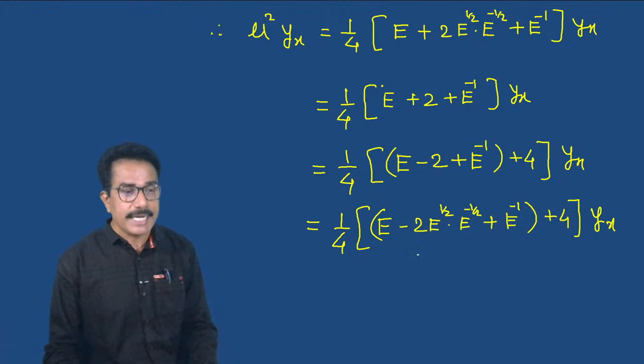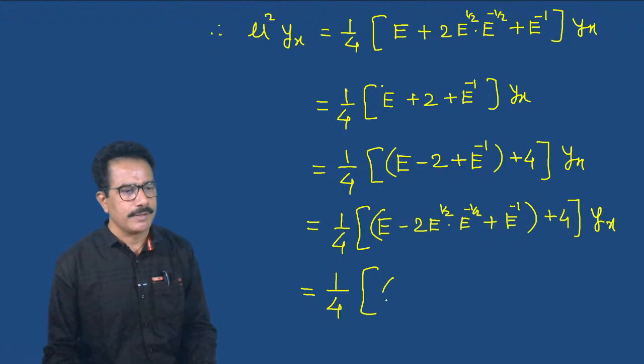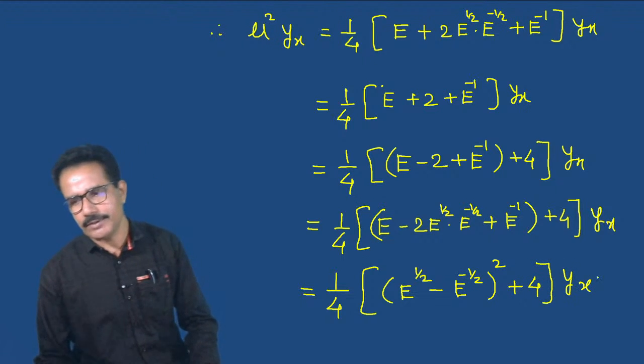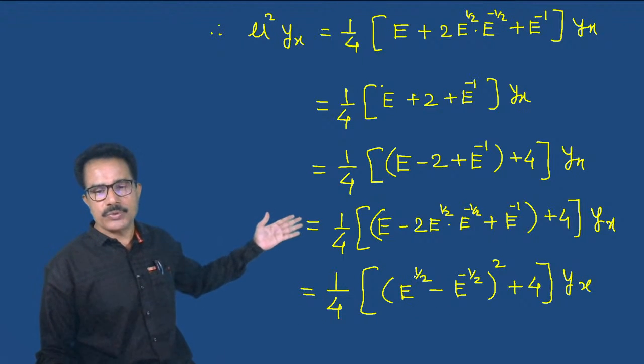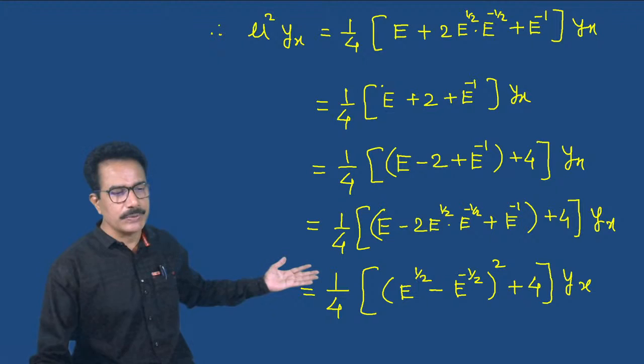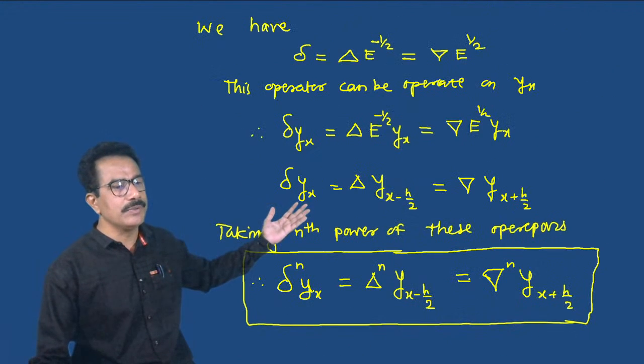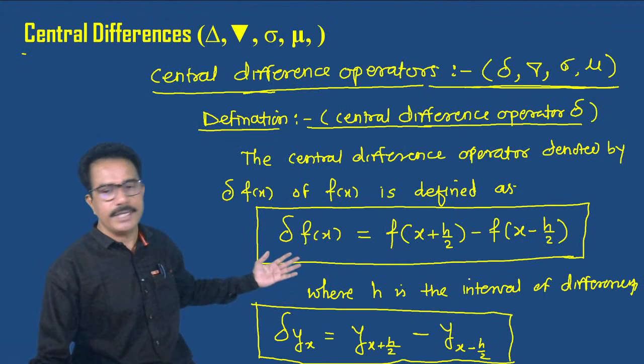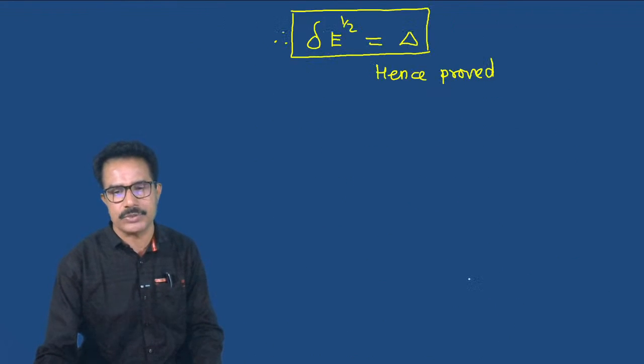This can be written as 1/4 e raised to 1/2 minus e raised to minus 1/2 bracket square plus 4 of yx. Yes, very good Shraddha, right. Now look at e raised to 1/2 minus e raised to minus 1/2, what notation is this? Note it. e raised to 1/2 minus e raised to minus 1/2 is the notation of e. What can we write this as? We can write delta, delta.